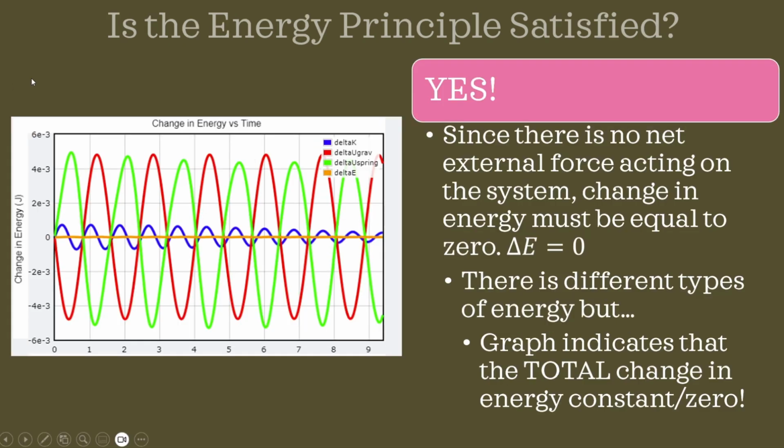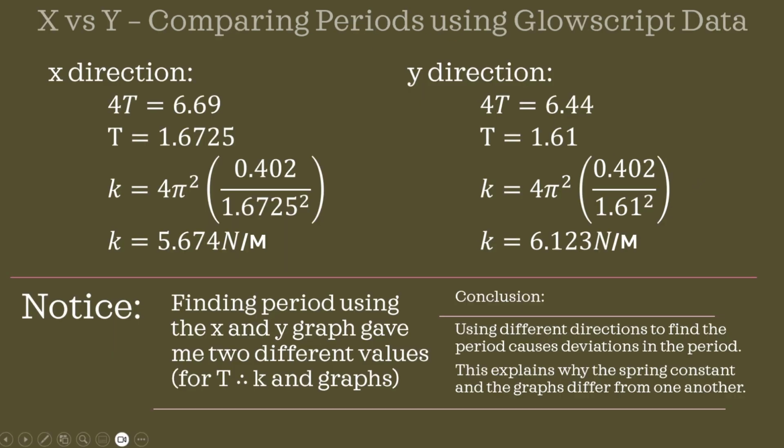Getting into the questions, is the energy principle satisfied? My answer is yes. There is no net external force acting on the system. The change in energy, as can be seen here, is equal to 0. And there are also different types of energy, as shown over here, but the graph indicates that the total change in energy, so if you add all these up, is a constant 0. But I also compared the x and y periods using GlowScript data.